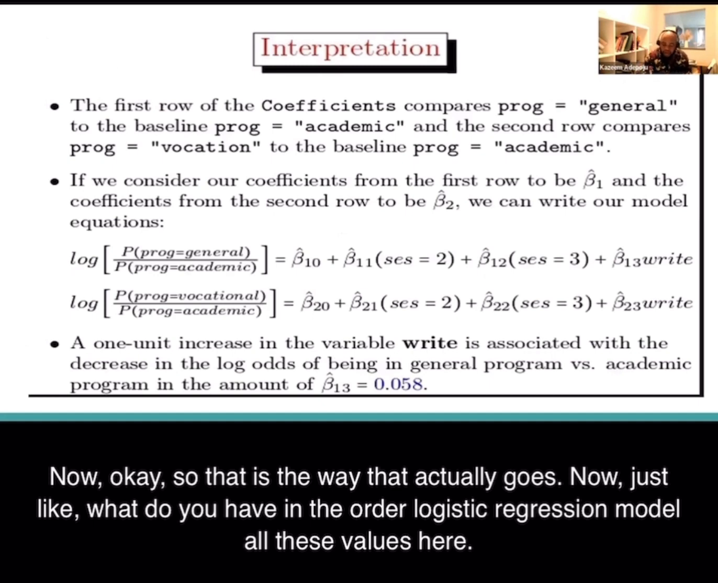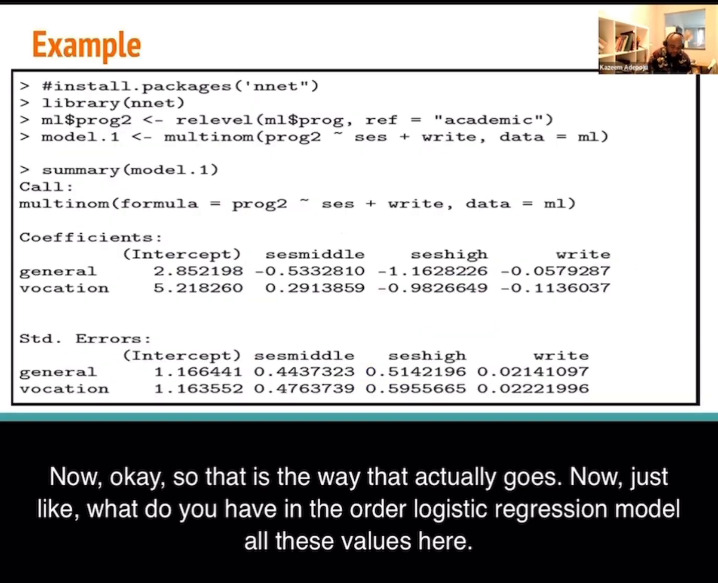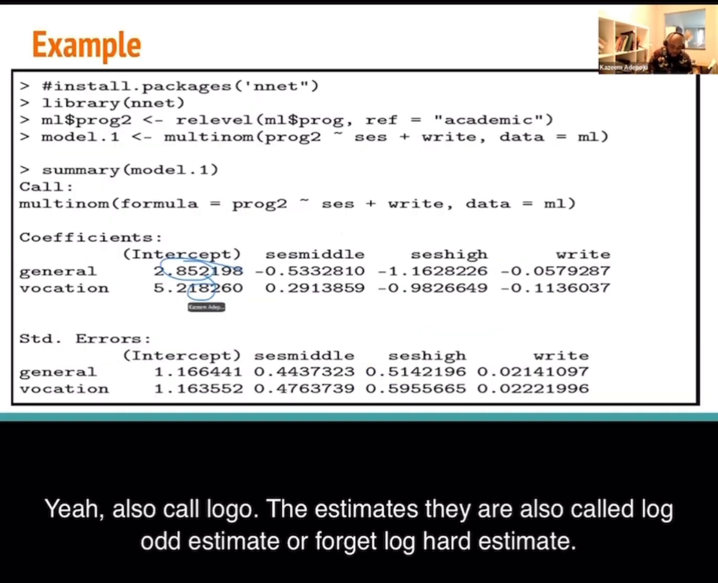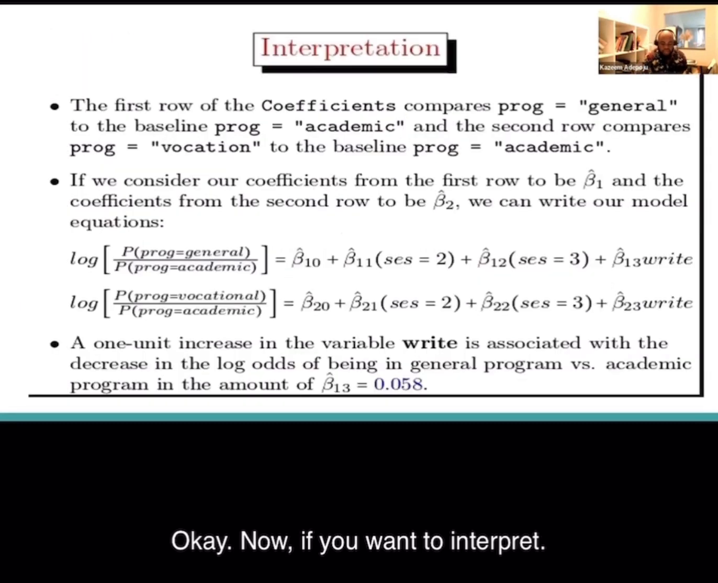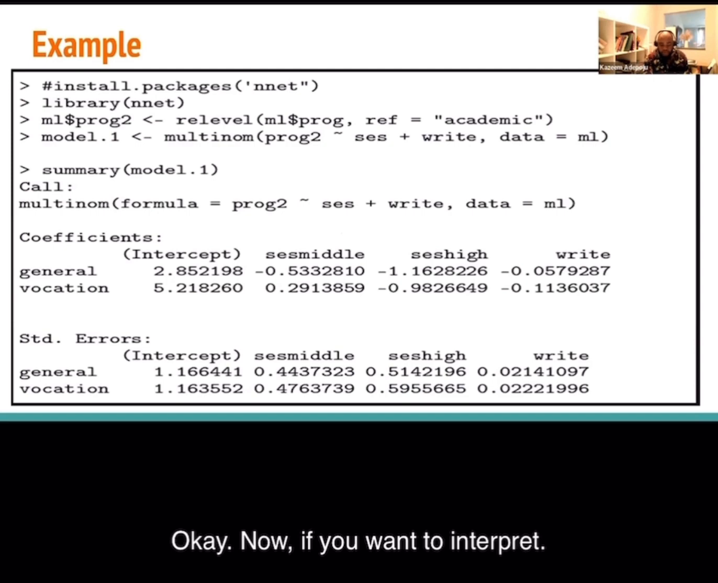Now, just like what you have in the other logistic regression model, all these values here are also called log odds estimates. Don't forget, log odds estimates. Now if you want to interpret, for instance, 0.058, you want to interpret this one.